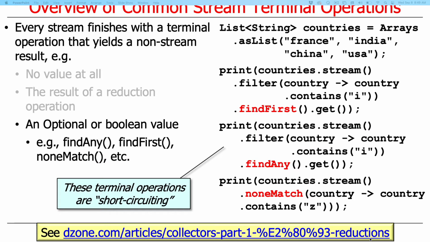Another type of terminal operation is one that will yield an optional or a Boolean value. There are methods like findAny, findFirst, noneMatch, and so on. These are all terminal operations that are so-called short-circuiting, which means that once they either match or don't match, or once they find what they're looking for, then the stream will effectively shut down, which is good. It's a way to optimize things. You'll need to learn how to use the findFirst method in order to implement assignment 1A. Hopefully that's not too complicated.